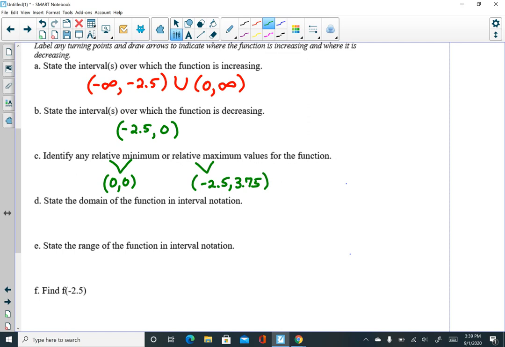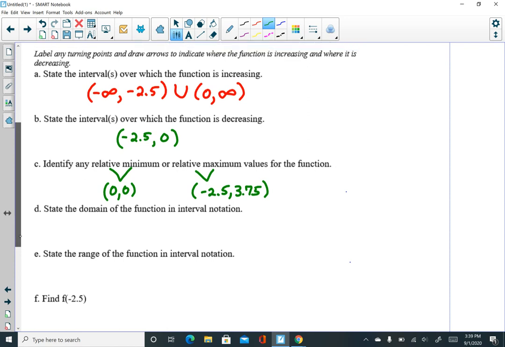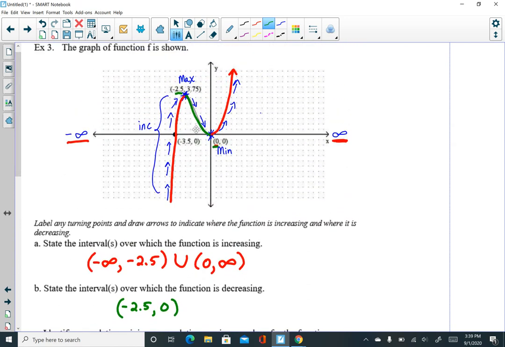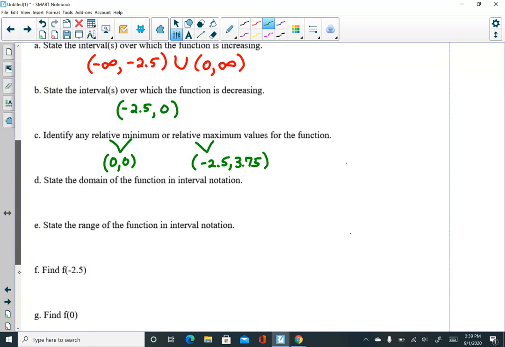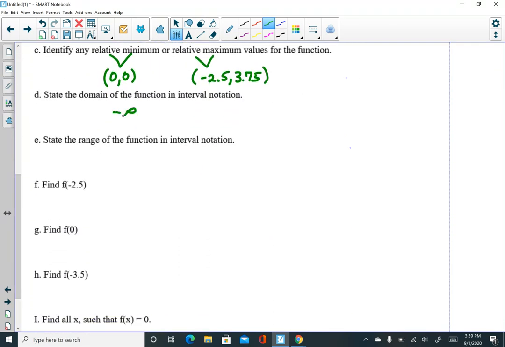D and E want your domain and range. So for domain, you're reading your x-axis from left to right. This graph goes down and to the left forever. It goes up and to the right forever. So since it's going left and right forever, my domain will be negative infinity to positive infinity. It's going down and up forever, so my range will be the same: negative infinity to positive infinity on both of those.